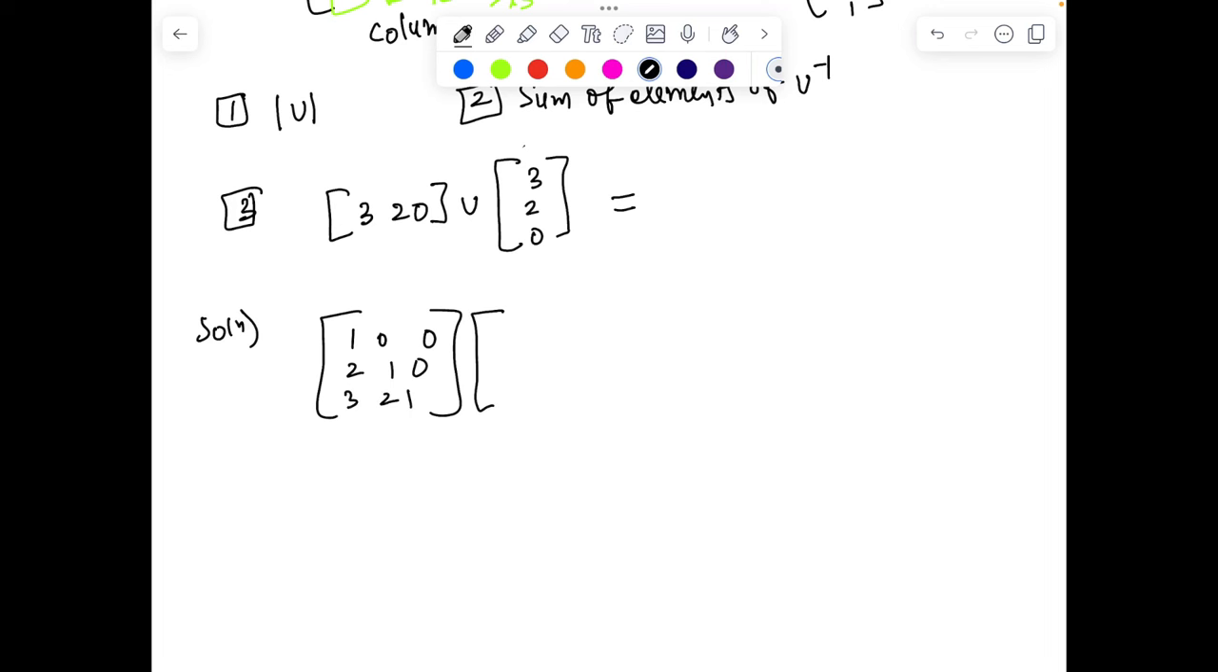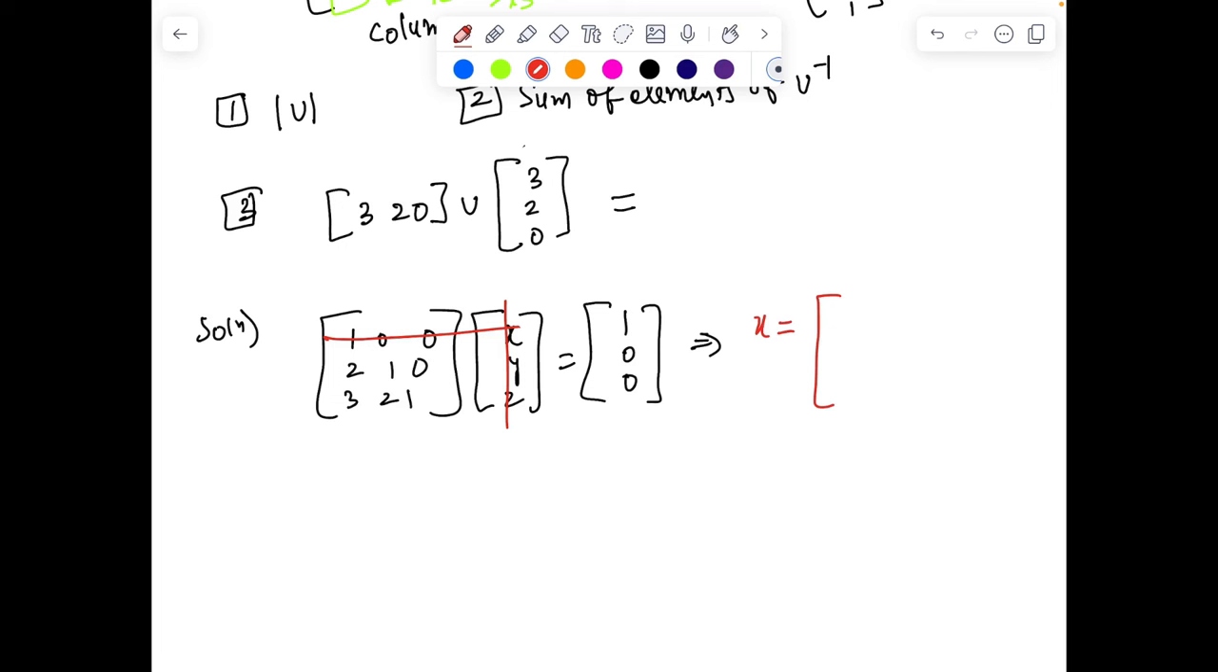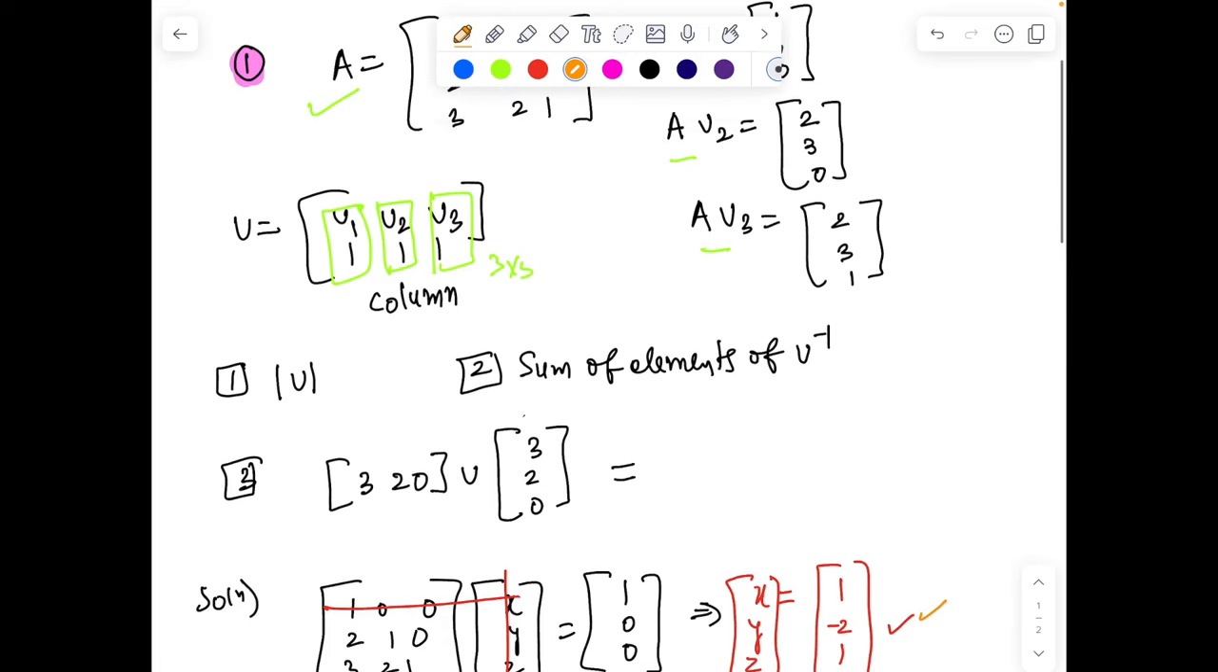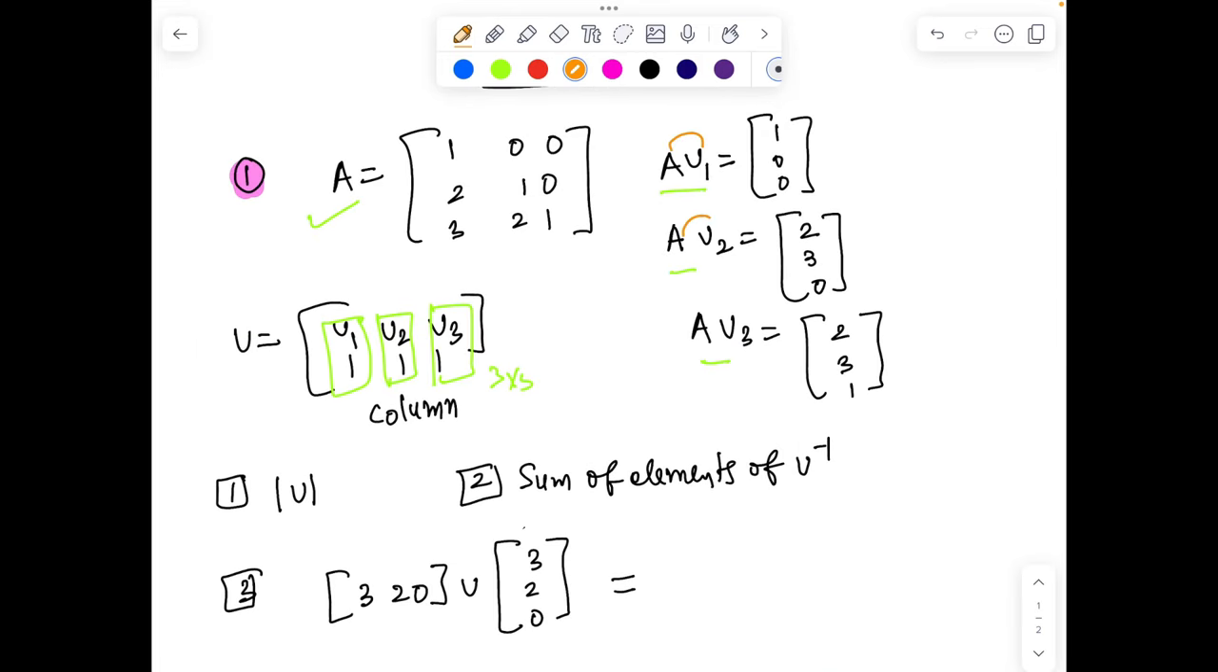Now clearly one of the ways of doing this is, since matrix A is known, (1 0 0; 2 1 0; 3 2 1), to calculate U1 we can take x, y, z, and after multiplication we have (1,0,0). If you see from this, we have three equations and three unknowns, so it's uniquely fixed. x is going to be 1, and we can calculate y and z from here: -2, 1, because we'll have 2x plus y is 0 and 3x plus 2y plus z equals 0. And similarly, someone can calculate U2 and U3 as well.